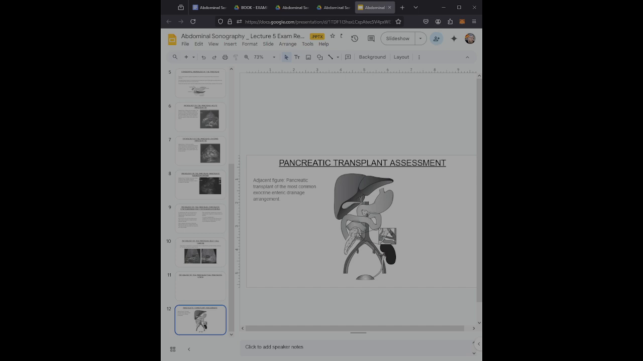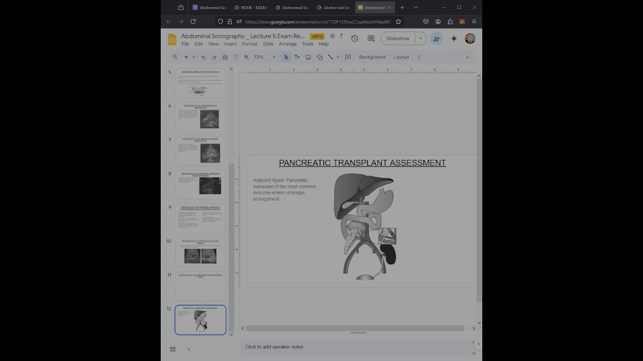And there are two common types of transplantation techniques. We can have exocrine bladder drainage and exocrine enteric drainage. And so whenever we have exocrine bladder drainage, the vasculature of the donor pancreas is anastomosed to the recipient's common iliac vessels, and the donor duodenum is anastomosed to the urinary bladder. So we use the recipient's urinary bladder to expel pancreatic secretions, but it is often associated with dehydration and bladder irritation.